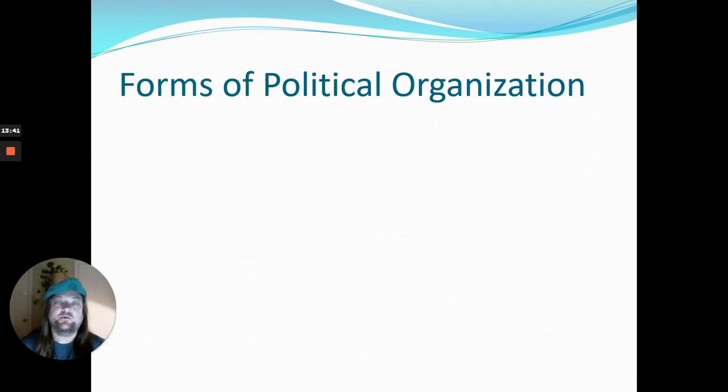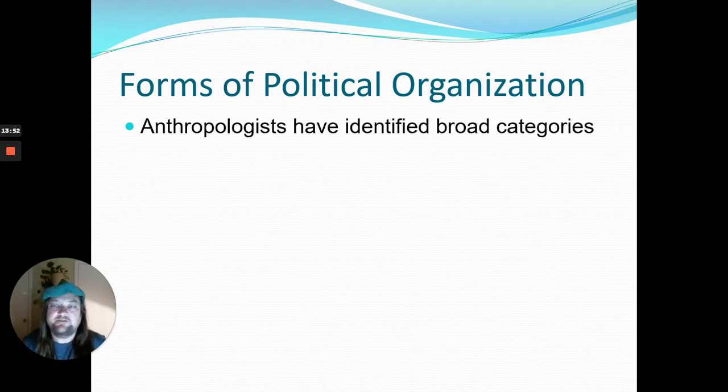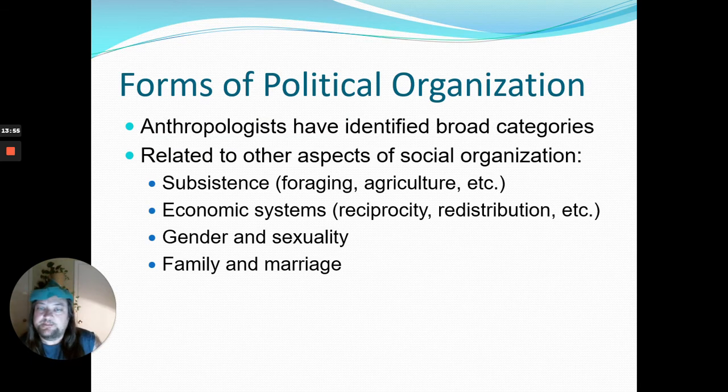It's the same thing here with these forms of political organization. They're broad categories, and there can be different ways of doing things even within those categories, but they give you an idea. They're obviously related. Again, I said this in the first slide, but I think it's really important to reiterate that, because you know how excited I get about that holistic perspective, right? So they're related. These forms of political organization are very closely related to, say, subsistence, which I just talked about, economic systems like reciprocity and redistribution, ideas about gender and sexuality, family and marriage, and so on and so forth.